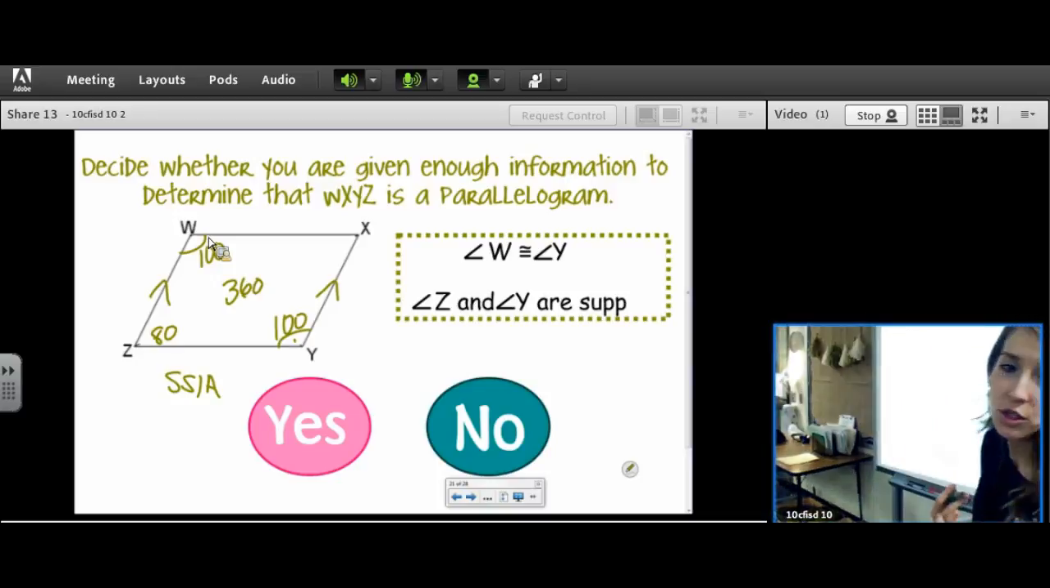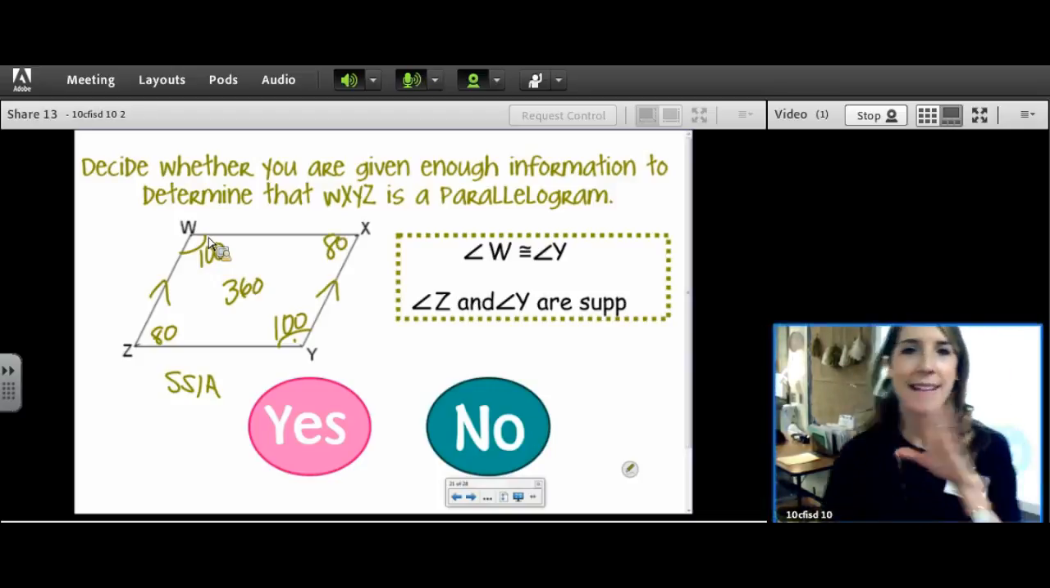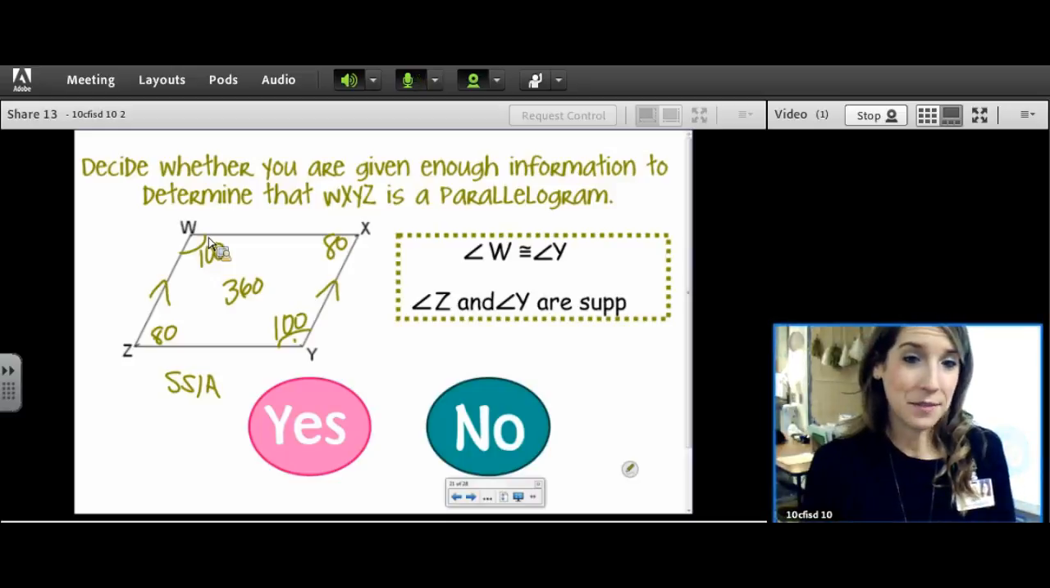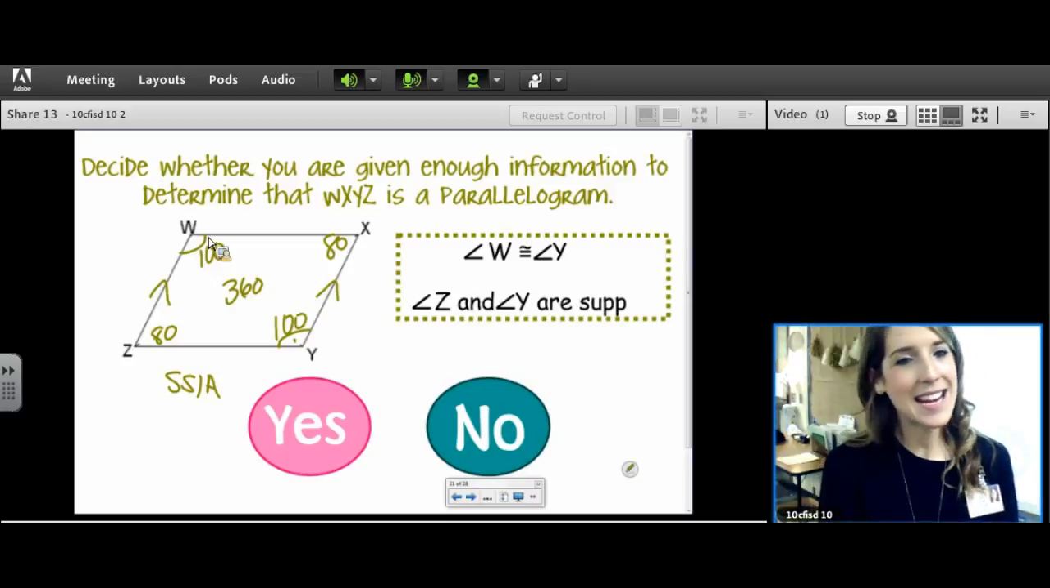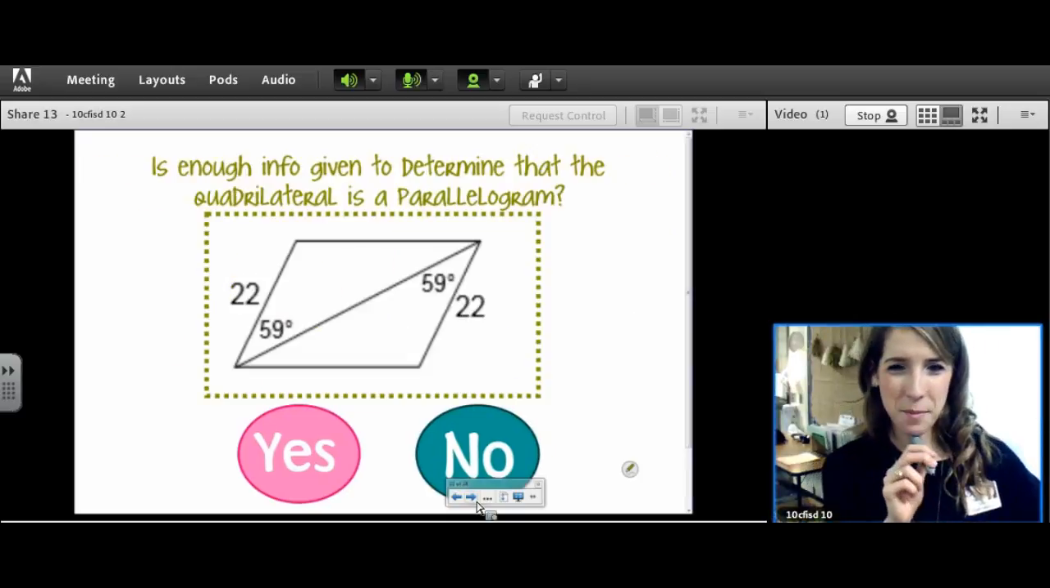X has no choice but to be 80. Not because opposite angles are congruent, but because that's how many degrees were left. Now that I know X is 80, then it is for sure a parallelogram, right? Because opposite angles are congruent. Okay, we're almost done, promise.